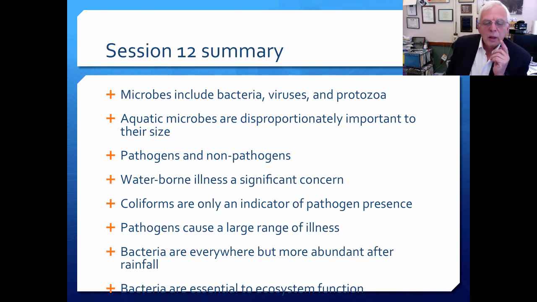Pathogens cause a large range of illness, and I gave you a huge list of them, and they're worth thinking about and avoiding. And bacteria are everywhere, but more abundant after rainfall, because they will flow in. They're everywhere in lakes, of course, out in the open water, but they tend to be most abundant near the sources. And in great summary, bacteria and other microbes are very important organisms and nothing to be avoided, particularly except for the pathogens, and they're essential to healthy ecosystem function.